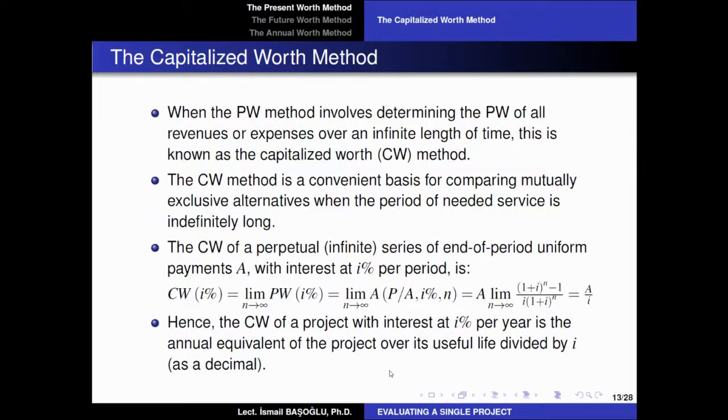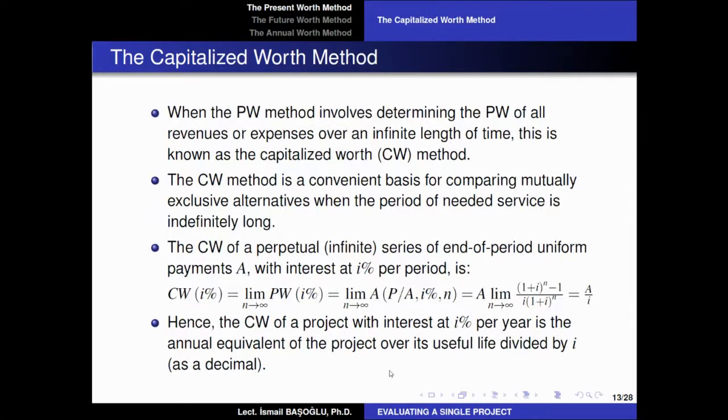So if you remember, if we have a uniform series of payments which are made in the end of n years, we multiply this uniform series with P over A, the uniform series present worth factor under i% interest rate for n years. And when n goes to infinity, the present worth factor formulation is going to be taken to the limit as n goes to infinity. And as n goes to infinity, you can easily realize that the value of this ratio is going to converge to 1 over i.